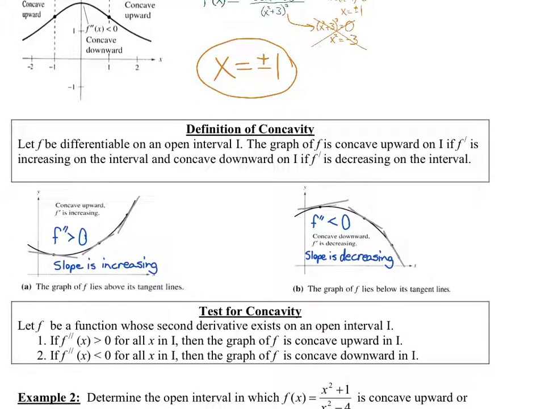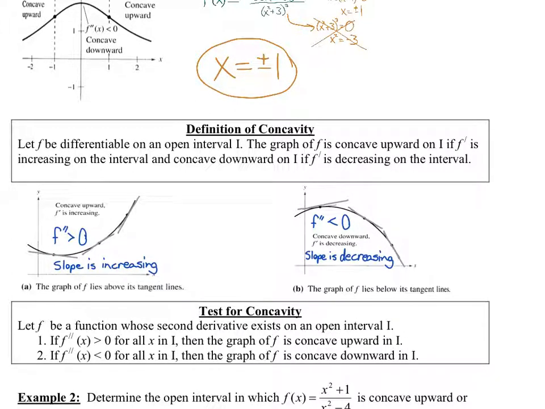It says, let f be differentiable on an open interval I. The graph of f is concave upward on I if f prime is increasing. So notice, before we were looking at the first derivative, and if it was positive, the function was increasing. Now we're looking at the second derivative. If the second derivative is positive, then the first derivative will be increasing.